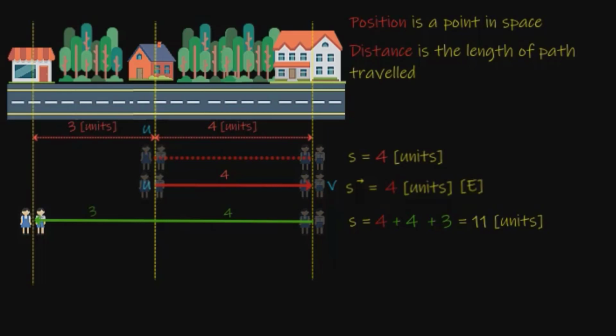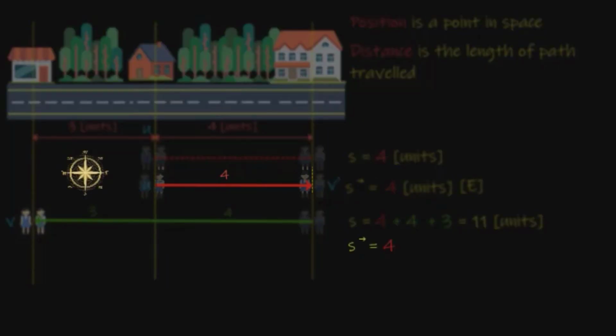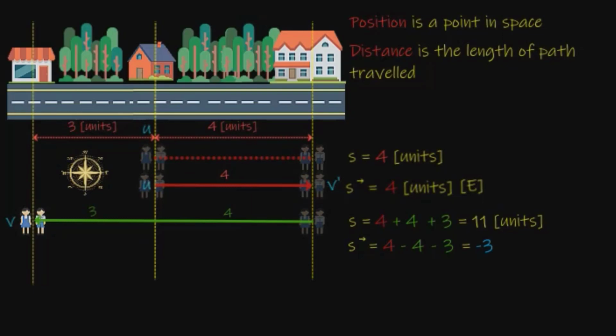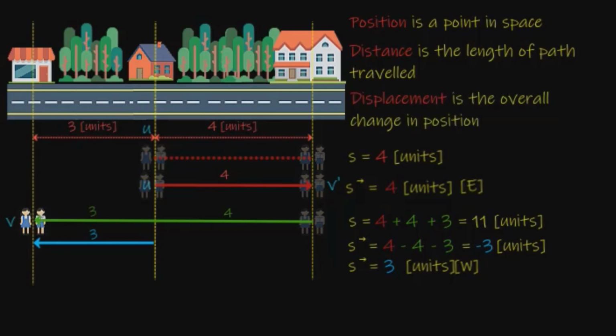Our initial position is the house U and our final position is the shop V. Total displacement is house to school 4, school to house 4, house to shop 3. It is in total minus 3 units or 3 units to the west. So, displacement is the overall change in position, the vector connecting 2 points along the shortest path.